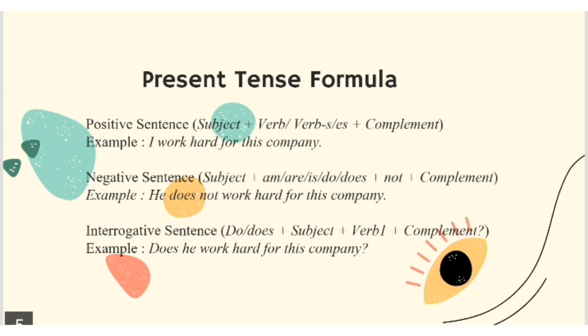For positive sentence, we use subject plus verb s or es plus complement. For example, I worked hard for this company. And the negative sentence, we use subject plus do or does plus not plus complement. For example, he does not work hard for this company. For interrogative sentence, we use do or does plus subject plus verb 1 plus complement plus question mark. For example, does he work hard for this company?